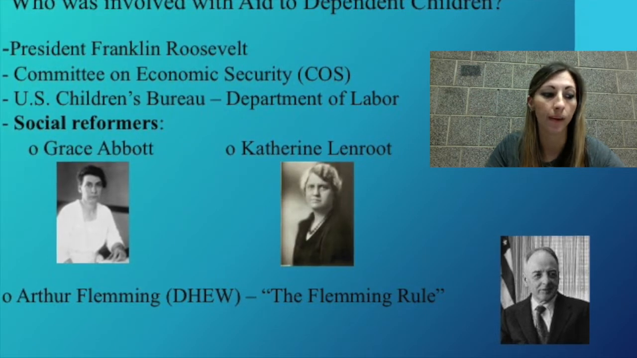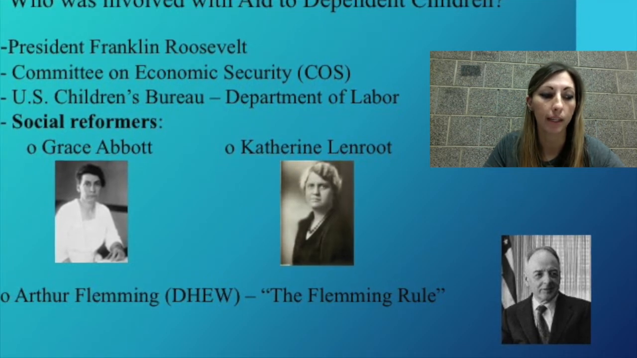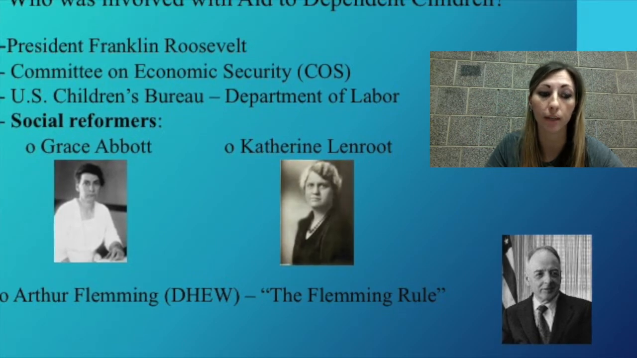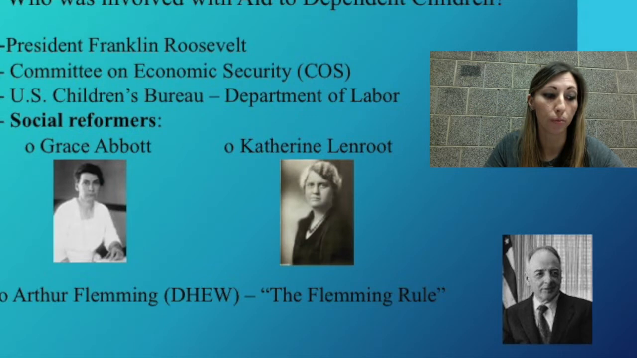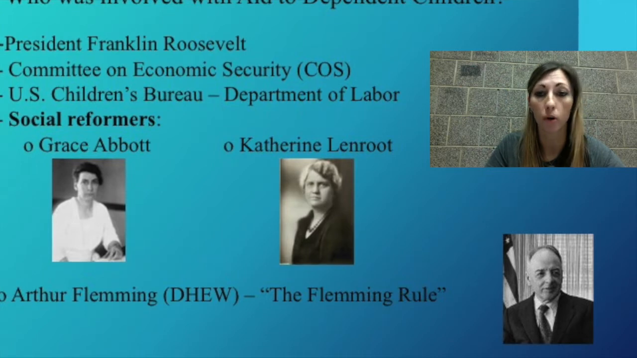In 1960, what later became known as the Fleming Rule was implemented by the head of the United States Department of Health and Human Services, Arthur Fleming. The Fleming Rule was a rule prohibiting states from withholding ADC assistance from children who were considered illegitimate or born outside of marriage.